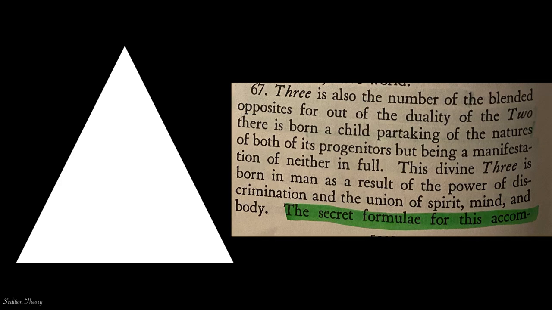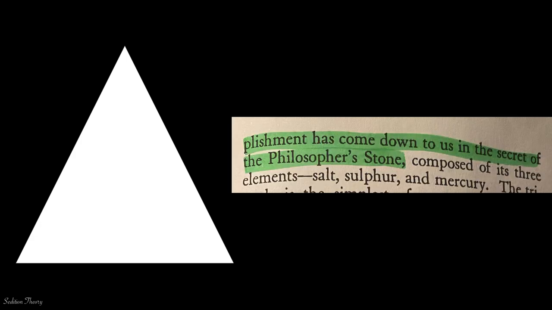threefold divinity. Three is also the number of the blended opposites, for out of the duality of the two, there is born a child partaking of the natures of both its progenitors, but being a manifestation of neither in full. This secret formula for this accomplishment has come down to us in the secret of the Philosopher's Stone.